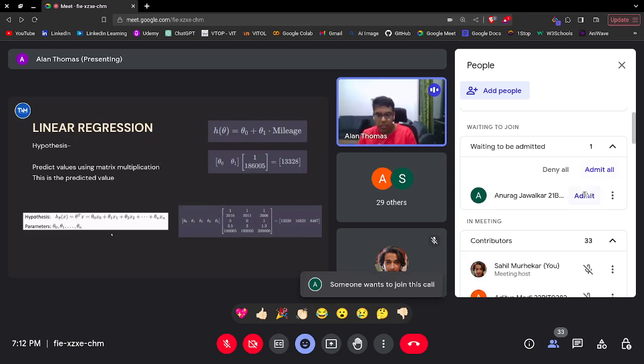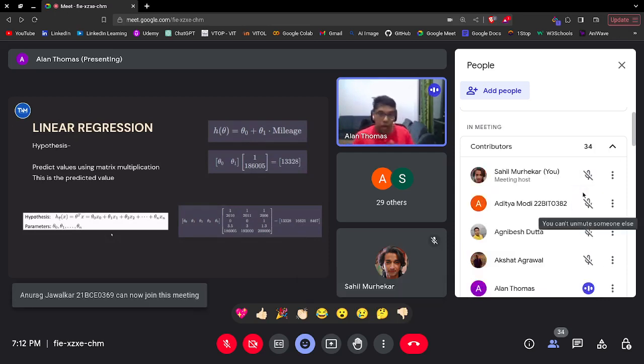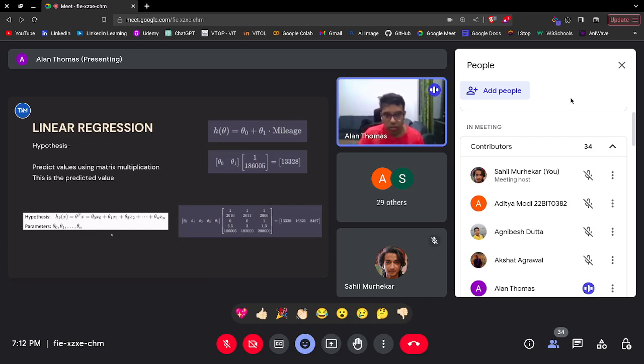So what is a hypothesis? A hypothesis is basically a predicted value, like how you are predicting your value, right? I'll run you through a simple linear regression, which will just have one feature, and then I'll show you how it works for multiple features.